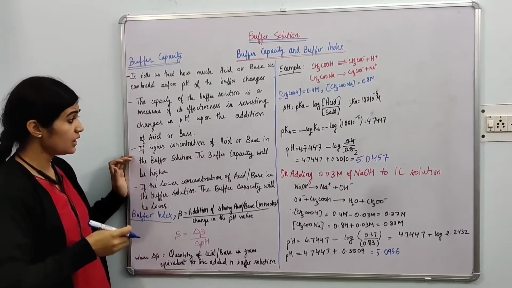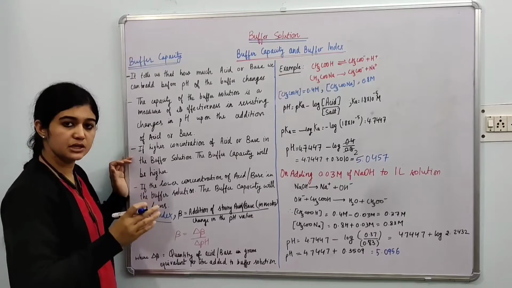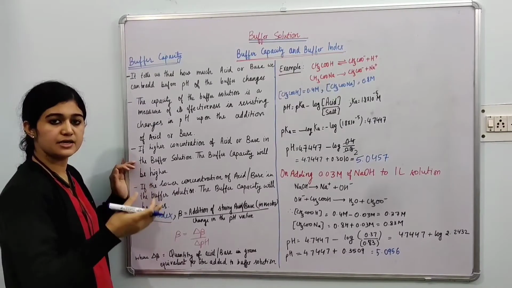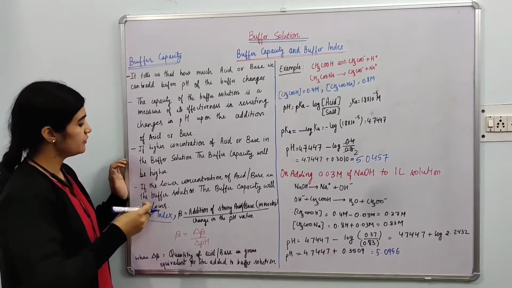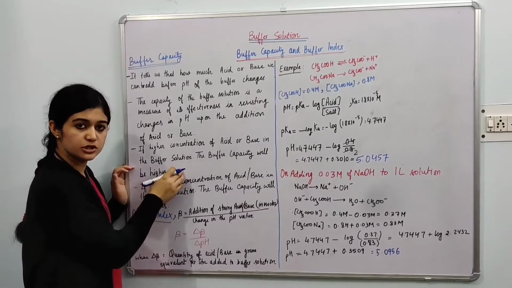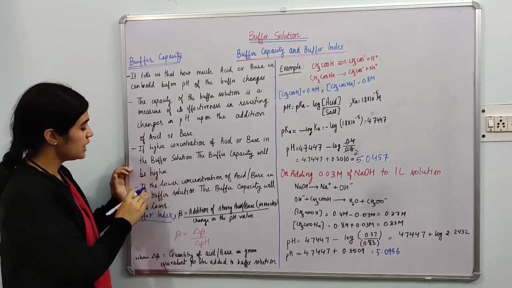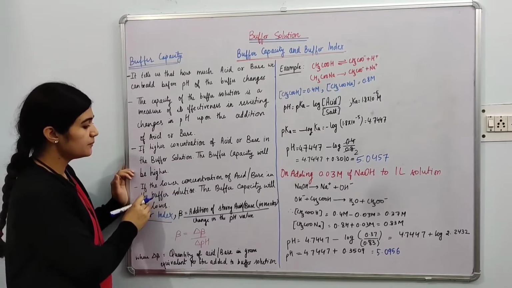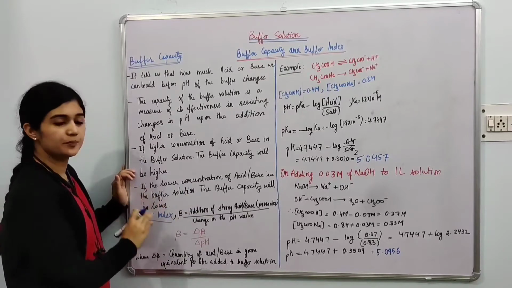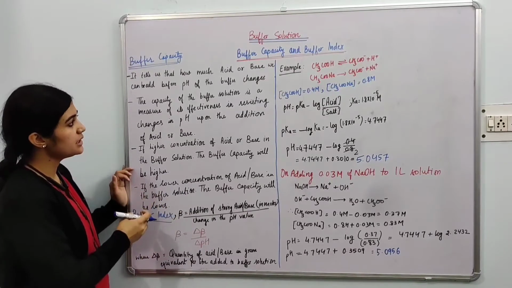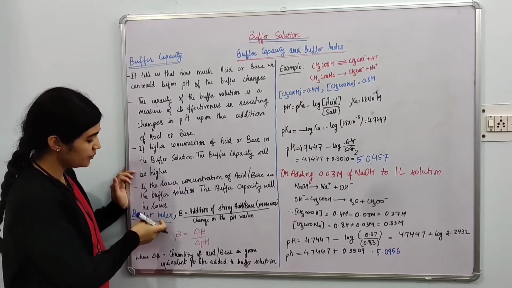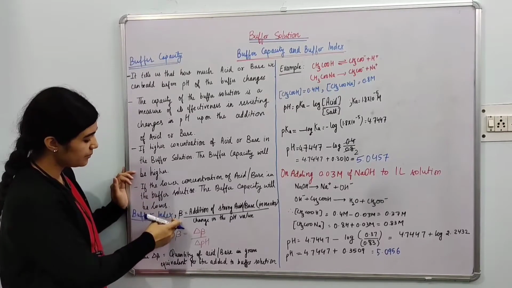If while making the buffer solution we have added a higher concentration of acid or base, then the buffer capacity of that buffer solution will be high. And if the concentration of acid and base is low, then the buffer capacity will be low. This capacity is mathematically measured in terms of buffer index and denoted by beta.